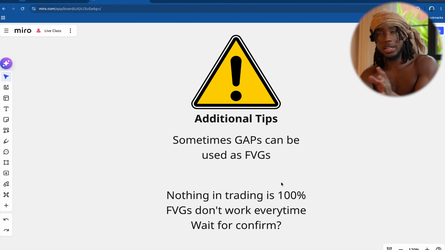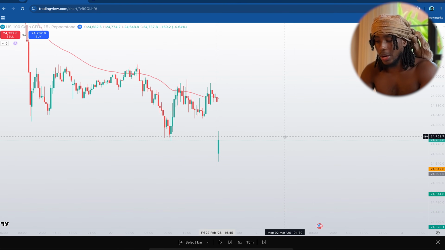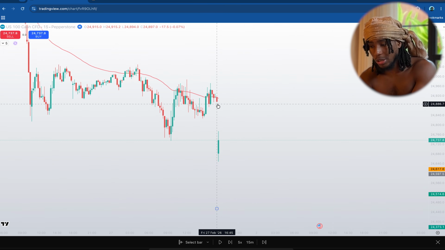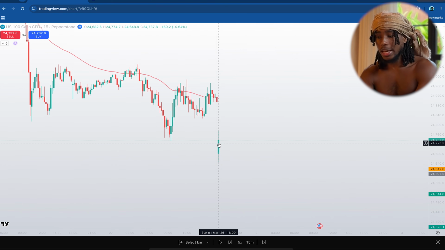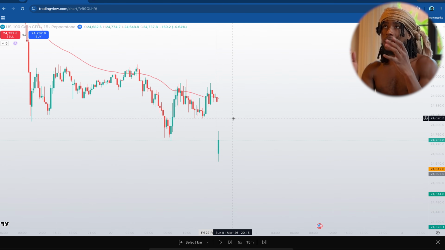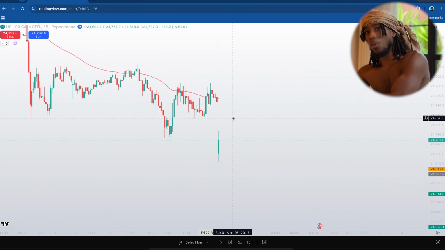Okay, so some additional tips I'm gonna leave you guys with is that sometimes gaps can also be used as fair value gaps. I'll show you an example. All right, so as you guys can see right here, we have a gap in the market. Now, why this happens is because the previous day was Friday, the next day is Sunday when the market opens back up. Now, the reason gaps form is because even though the markets are closed on the weekend, money is still circulating. So whatever price it ends up at from all that circulation over the weekend is where the market is going to open back up at.